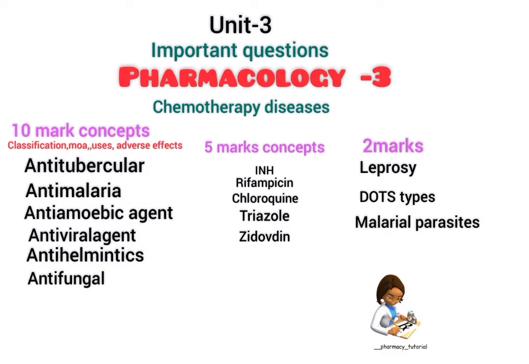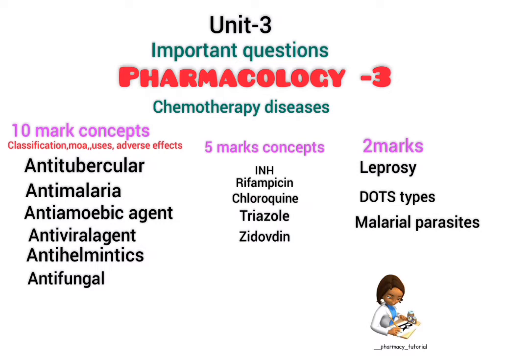the 10 marks concepts like anti-tubercular classification, mechanism of action, adverse effects, uses, you have to write that. Then anti-malarials, anti-amoebic agents, antivirals, anti-helminths, antifungals. These are very important concepts for 10 marks.